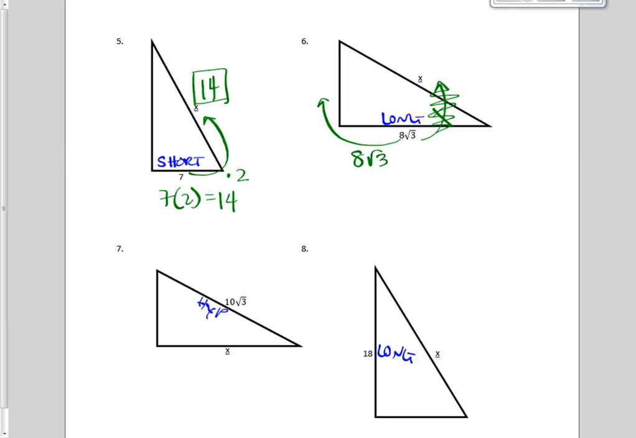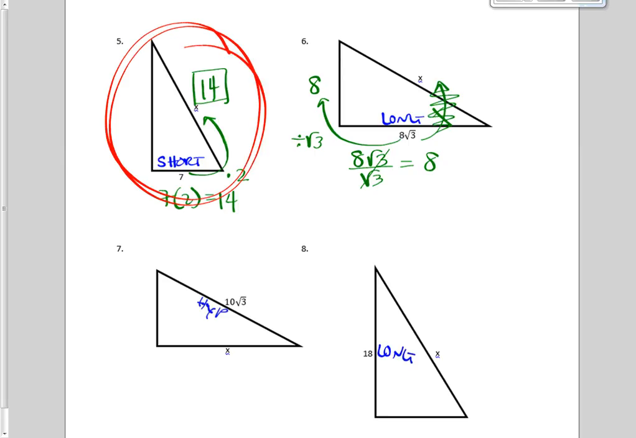So to get here, to go from long to short, I have to divide. That's written on the board, it's in your notes, however you need to remember that. But to go from long to short, I have to divide. If I divide this by radical 3, it just becomes an 8. Now this problem becomes the same as this problem over here. Going from short to hypotenuse is times 2. And of course, 8 times 2 is 16.